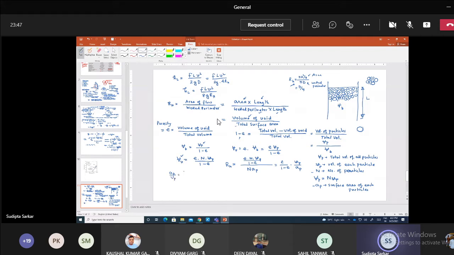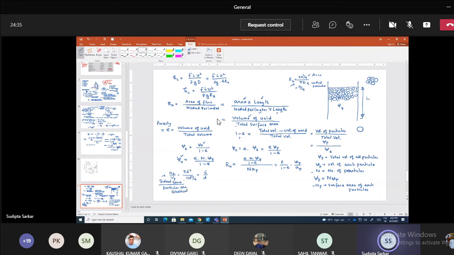This is Ap equal to pi d square, which is the surface area, and your Vp is nothing but pi d cubed by 6. So Ap by Vp is nothing but 6 by d. This should be the ideal case, when all the particles are spherical, so particles are perfectly spherical.